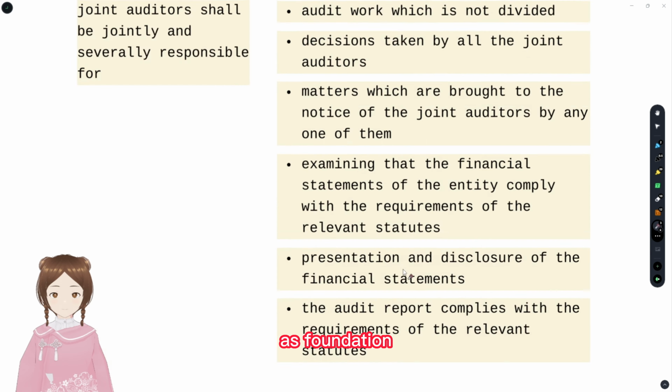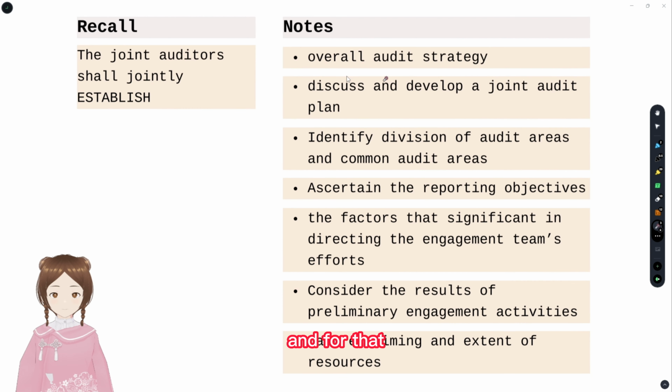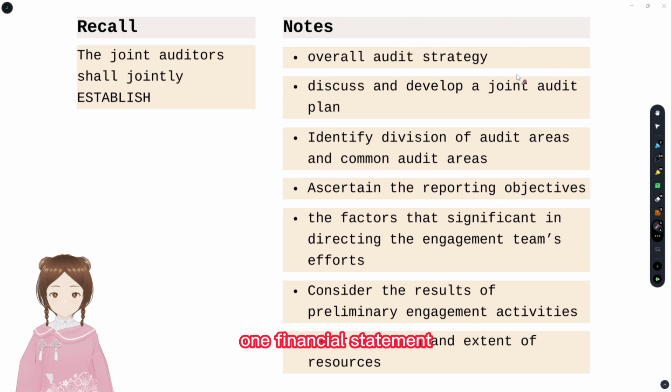With that as foundation, we'll move on to the SA 299 standard. The joint auditors shall jointly establish, what do they have to jointly establish? First thing, as we have learned in our foundation, they have to issue a joint audit report. And for that, they have to jointly establish an overall audit strategy. One financial statement, one audit report, one audit strategy.